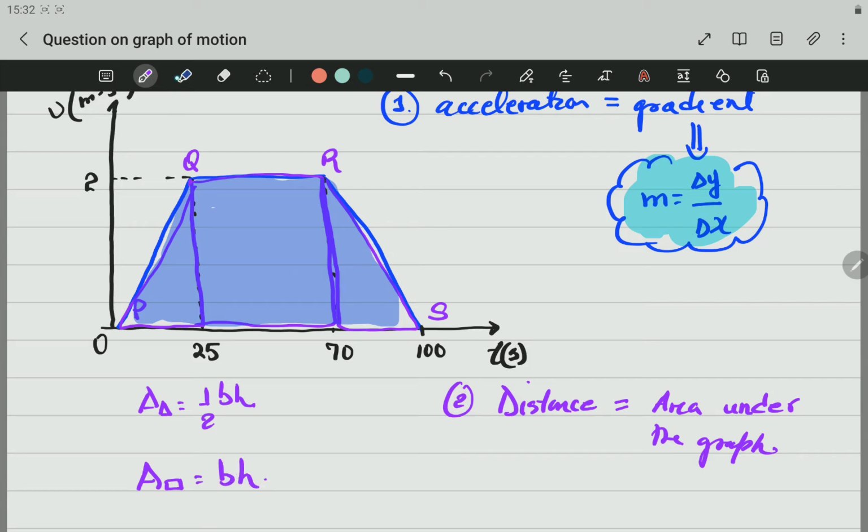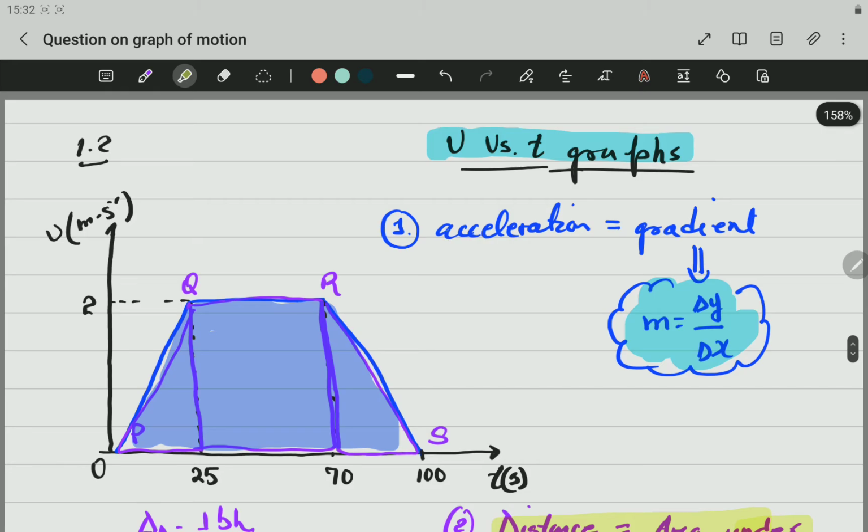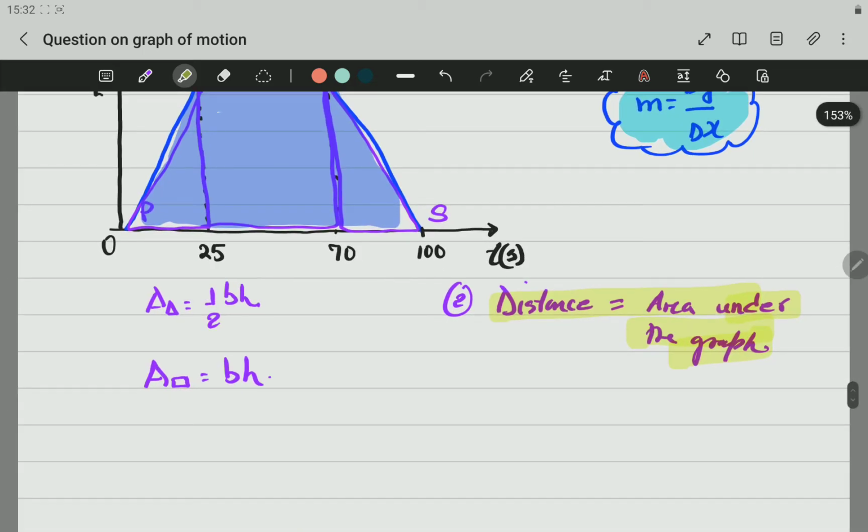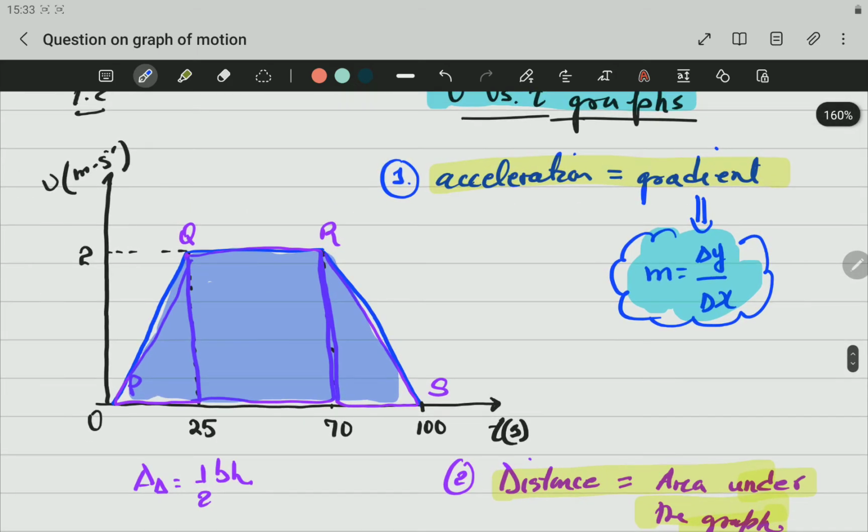So these are important things you need to remember about the graph of velocity versus time. First of all, acceleration can be calculated using the gradient, and the distance can be calculated by using the area under the graph. So let's now answer the questions. The first question said calculate the acceleration of the object for the last 30 seconds.